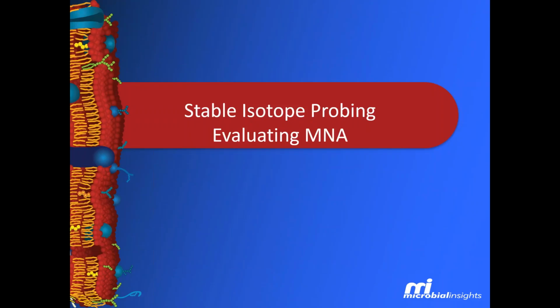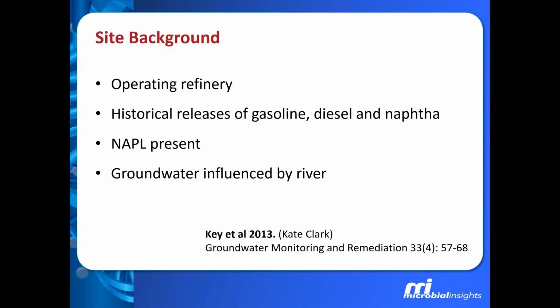So let's do a little case study here. We're looking here at stable isotope probing, evaluating monitored natural attenuation, in this case at an operating refinery where there have been historic releases of gasoline, diesel, naphtha. There is a lot of NAPL present at this particular aquifer. And as you'll see, groundwater here is heavily influenced by a nearby river.